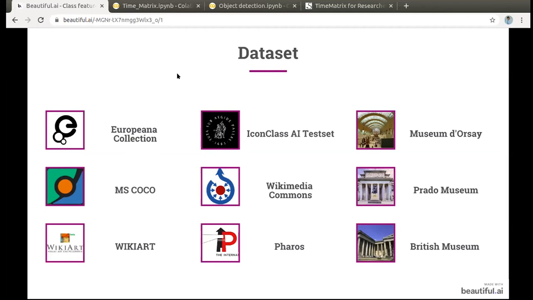It was the Europeana collection. It was the COCO dataset in the case of general classes like person or horse. It was WikiArt. It was the Iconclass test set. It was Wikimedia Commons. It was the Faras project. It was Musée d'Orsay, Prado Museum, and the British Museum.